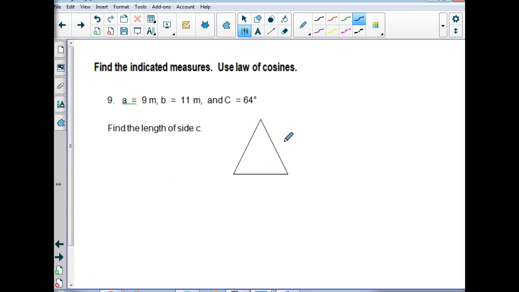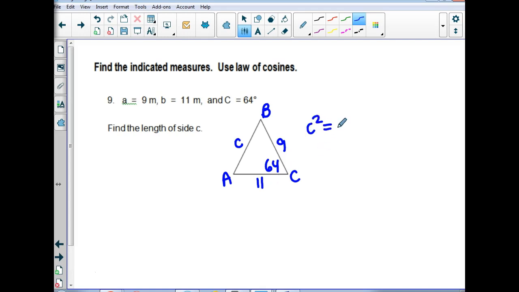So for number 9, we're going to be using law of cosines. I don't know why it is already telling us that, because we should be able to determine that on our own. But it does say use law of cosines on our quiz preview. The side opposite big A would be little a, so I put the 9 there. Side opposite big B would be 11, little b. And we've got the angle, which is 64. This is law of cosines because it's side angle side. We can find side C using the law of cosines.